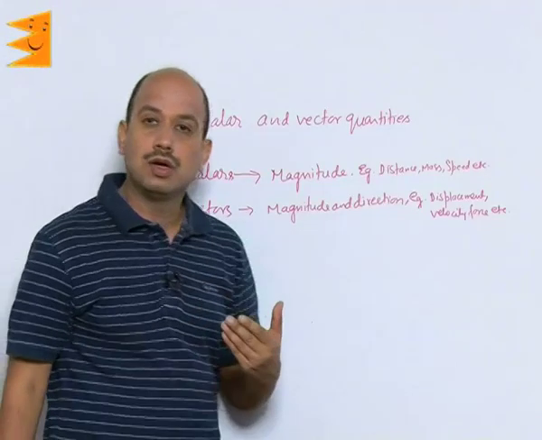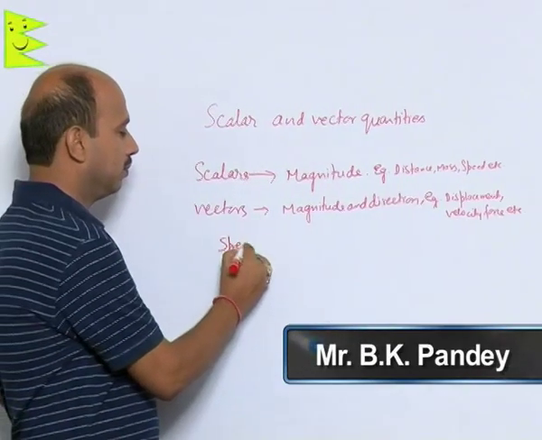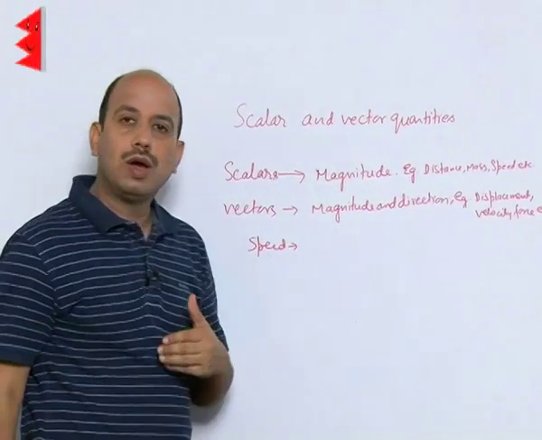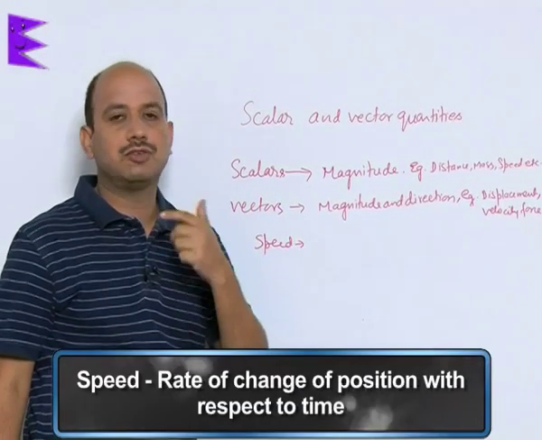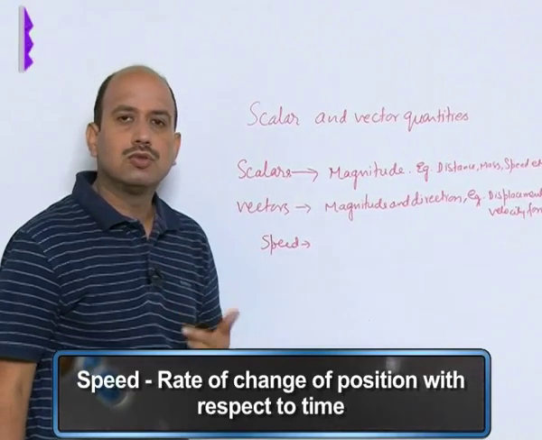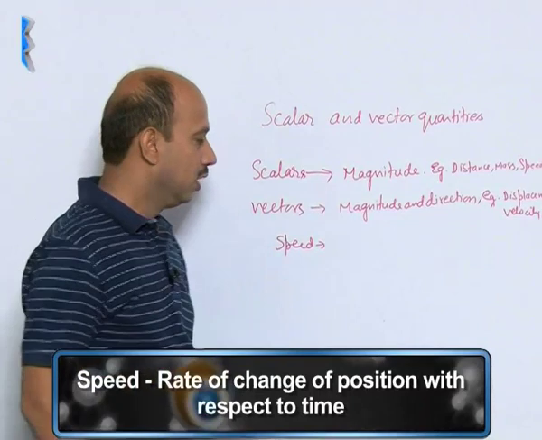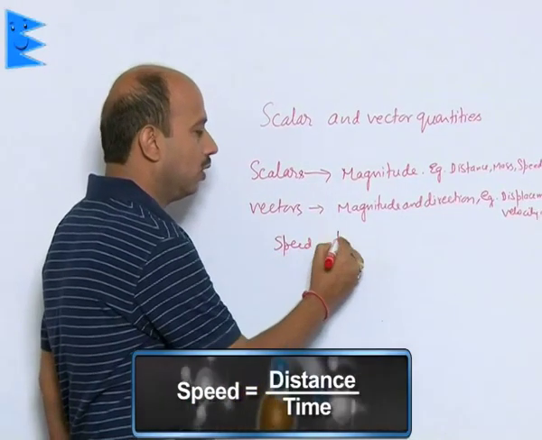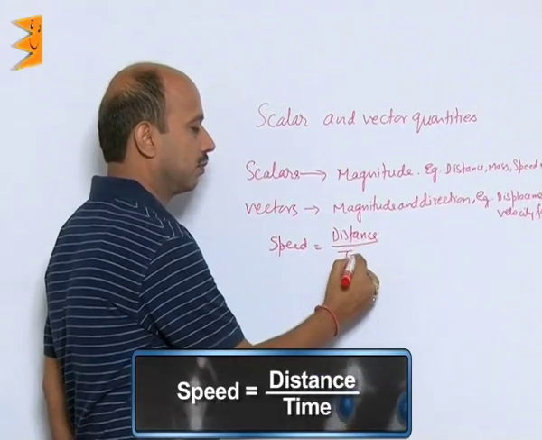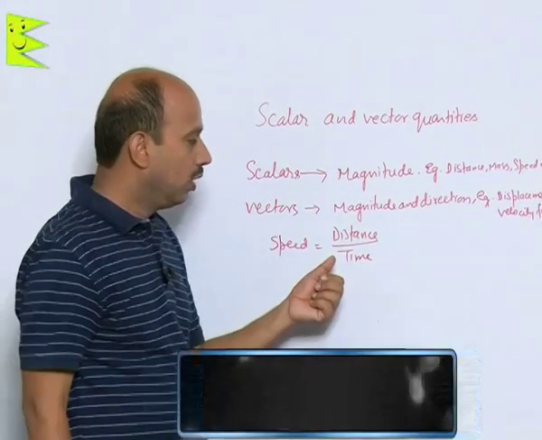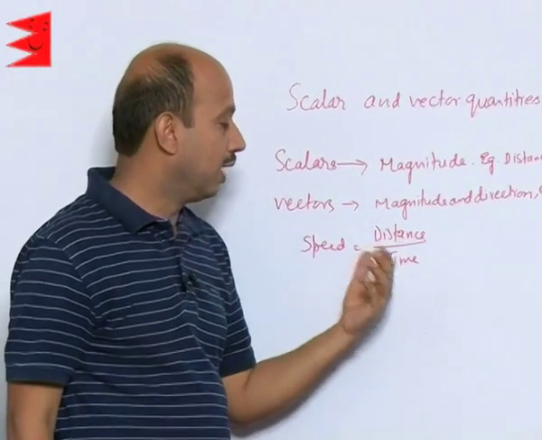Now we will come to the first point here, that is called speed. What do you know about speed? Whenever any object is changing its position with respect to time, the rate of change of position is speed. So, speed is equal to distance upon time. Distance travelled by the body per unit time is known as speed.